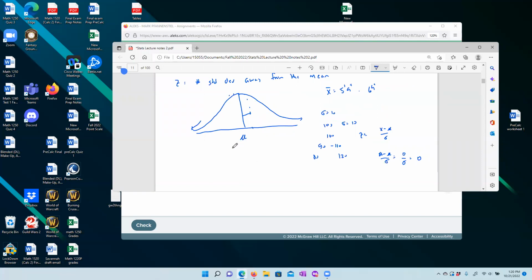But the way we do that is to use this formula: z equals x minus mu divided by sigma. I don't think I really need you to memorize this formula for a quiz. I would provide this for you: z is equal to x minus mu divided by sigma. But that's pretty much what we're doing.